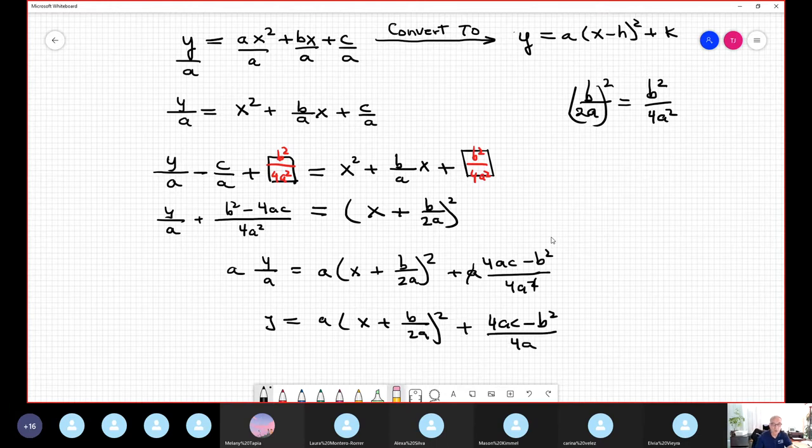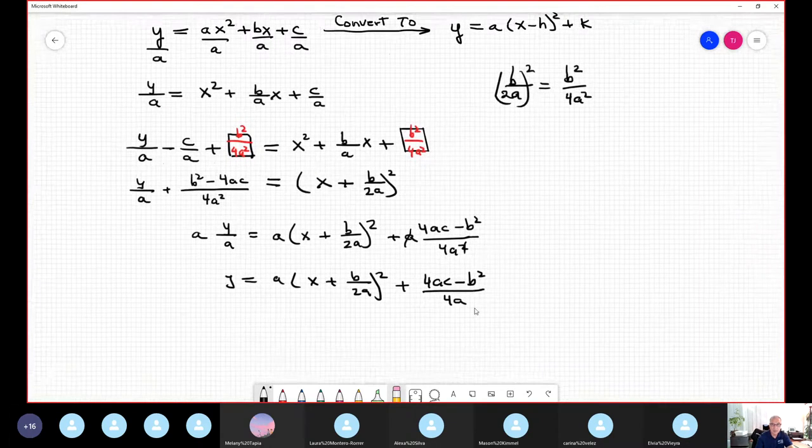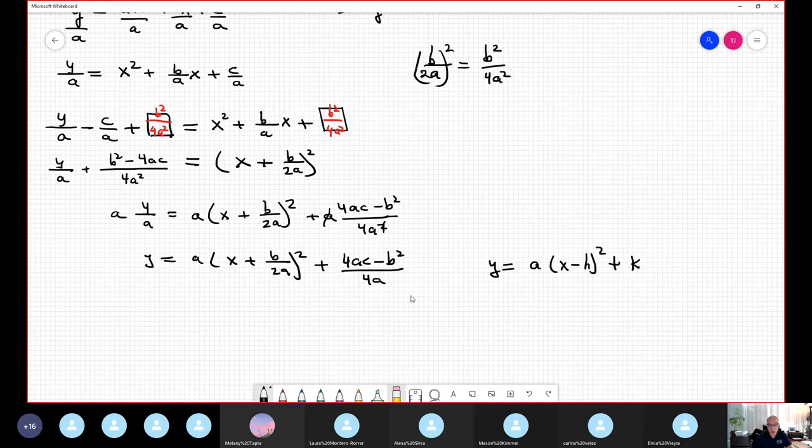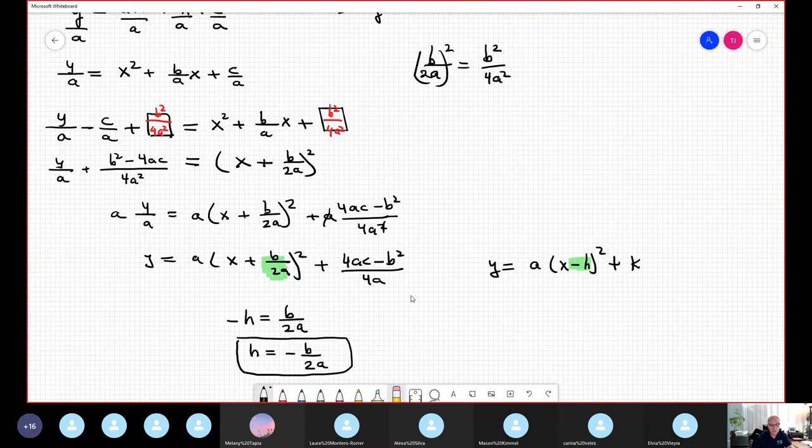Okay, this is a crucial moment. No more blah, blah, blah. No more mathematics. I now compare with the equation in vertex form, a times x minus h squared. Look, here I can see clearly. Wow, look at that. Negative h is this, so negative h is equal to b over 2a. Oh, much better. H positive is minus b over 2a. This is the most important formula today. That is the reason I highlight it.